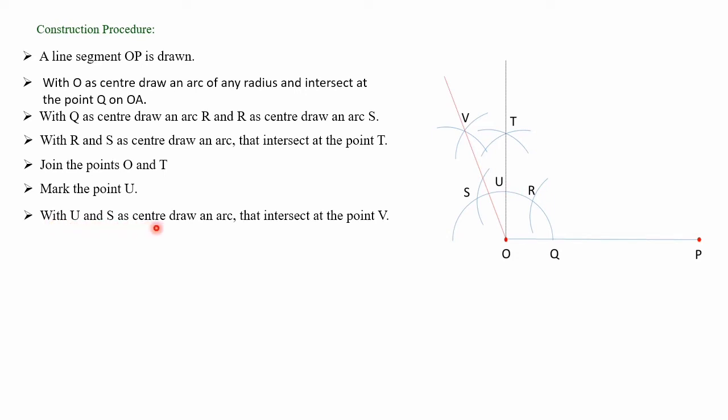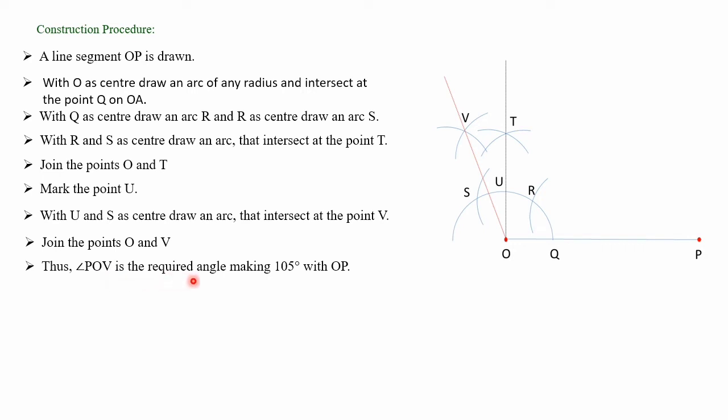With U and S as centers, draw arcs that intersect at the point V. So with U and S as centers, we have drawn two arcs, and these two arcs are intersecting at the point V. Join the points O and V. So OV we have drawn, and this angle POV is the required angle making 105 degrees with OP. So angle POV or VOP is 105 degrees. That means this is 105 degrees with the line segment OP. So these are the steps of construction.